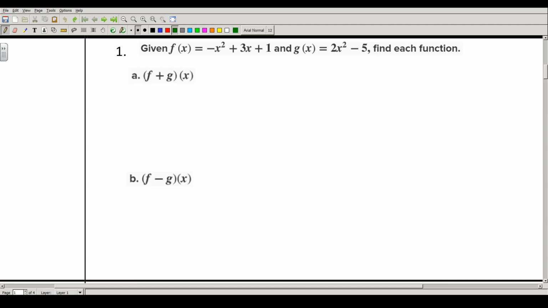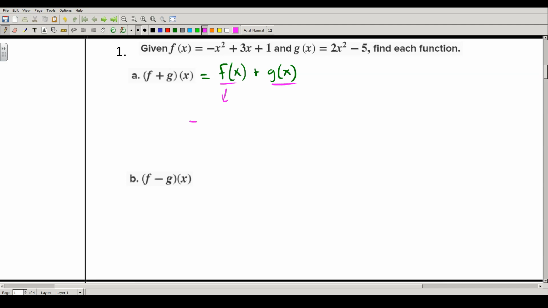All right, so in this problem, it says we're given f of x and we're given g of x, and we're going to take f plus g of x and we're going to take f minus g of x. So what that actually means is we're going to simply take the two functions and just add them together. So this would be equivalent to saying something like f of x plus g of x. And all we're doing here is just going to substitute those functions in.